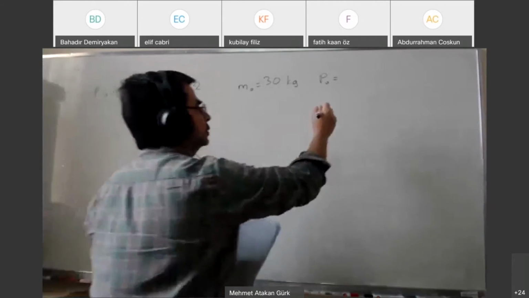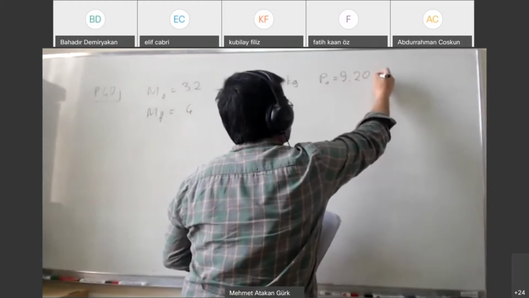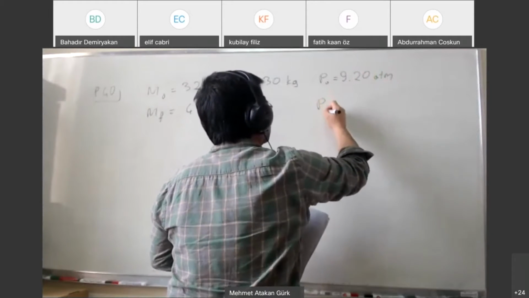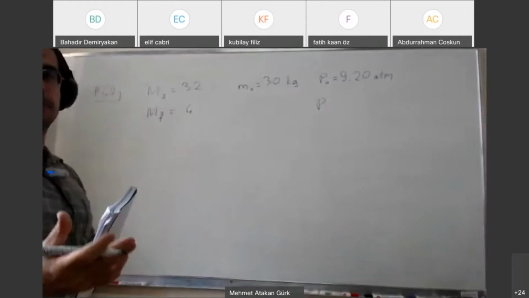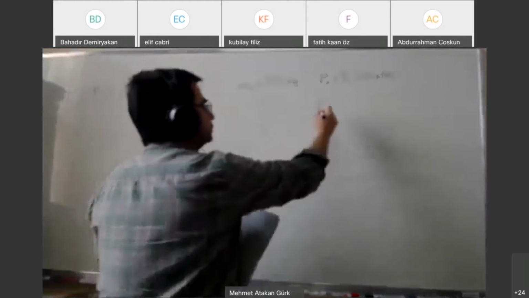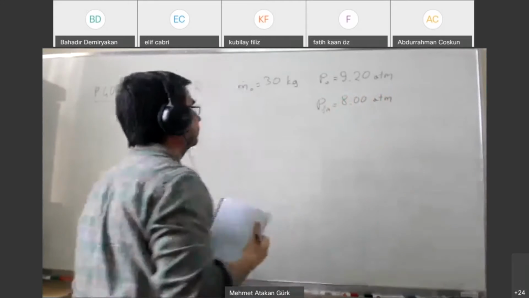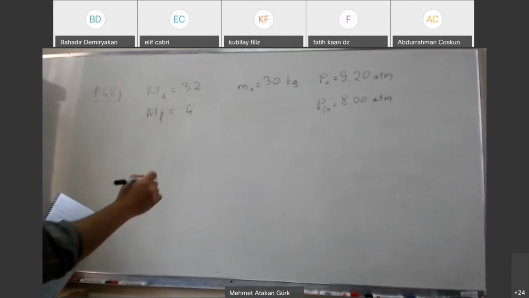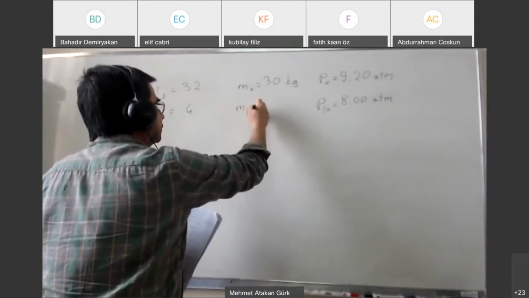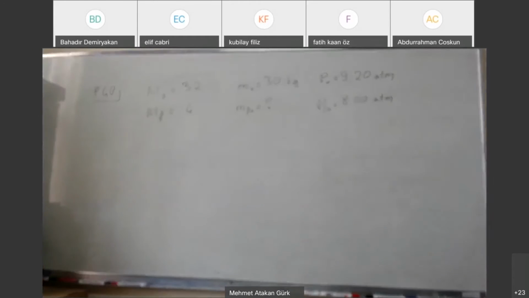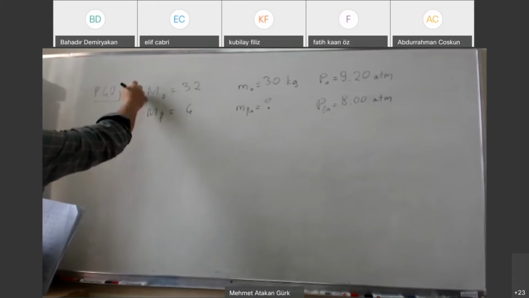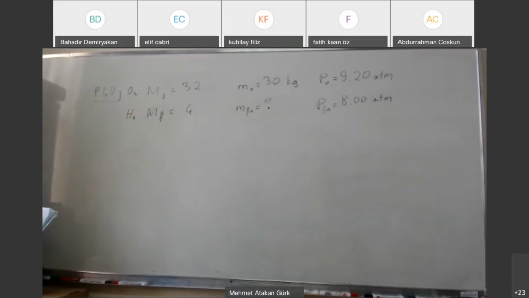So this is going to be 9.2 atmospheres. And then the final pressure is 7 atmosphere gauge pressure, and that would correspond to 8 atmospheres. All right, and they're asking about m final. How much helium should we put in? So this is oxygen, O2, this is helium. I hope I got the numbers right.